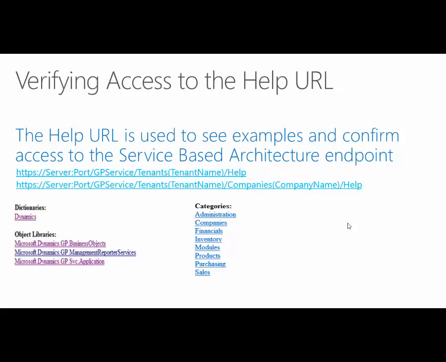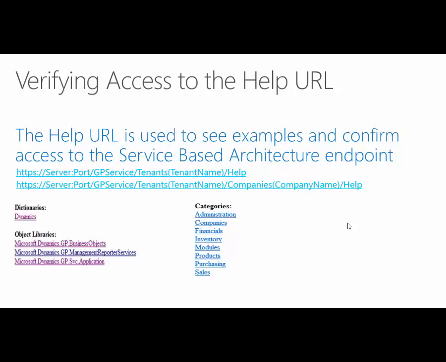Next, we'll want to verify that we have access to the help URL. Now, the user that does the install should have access to this URL, at least from the first one. This URL is really helpful for seeing examples on how we can use service-based architecture.